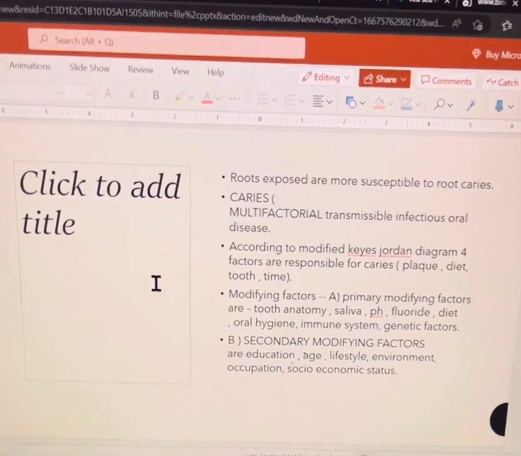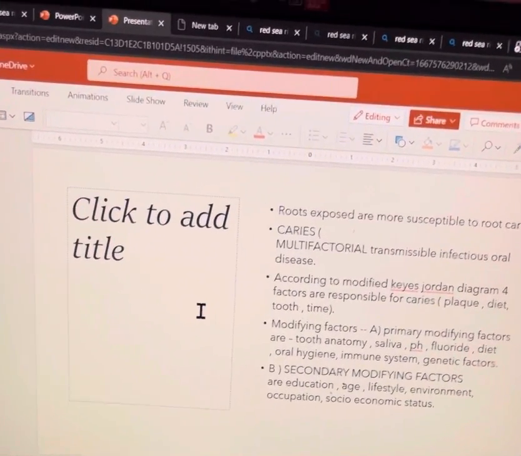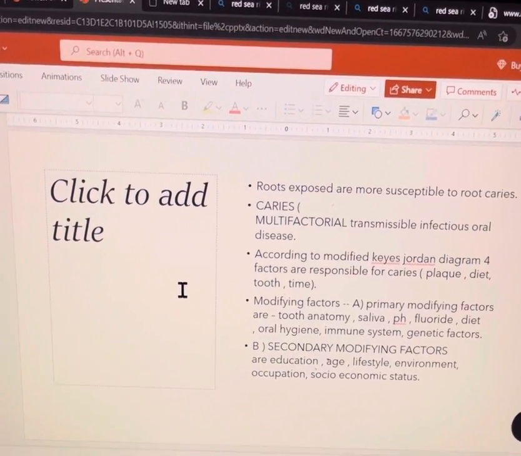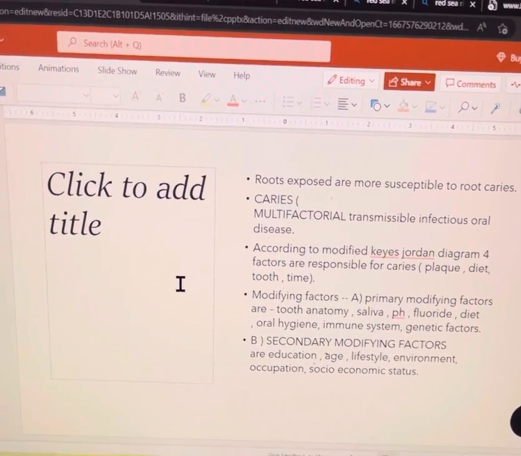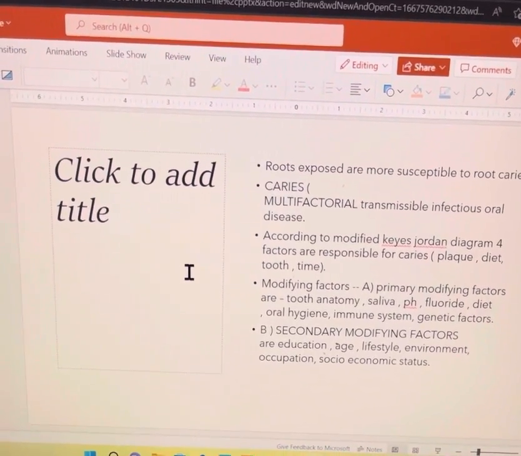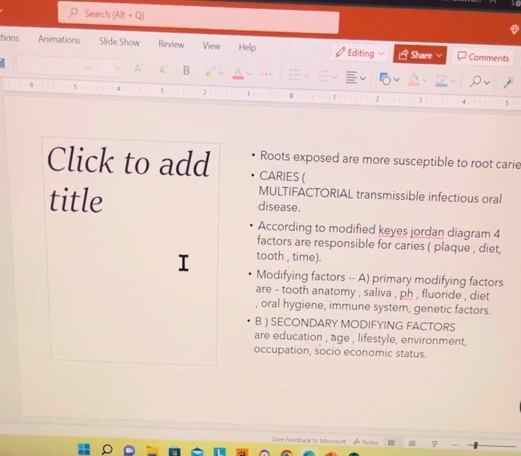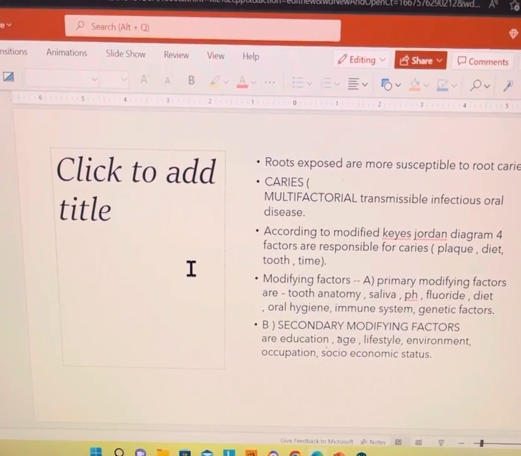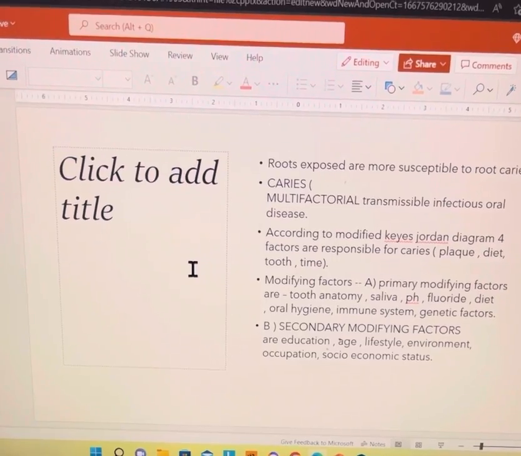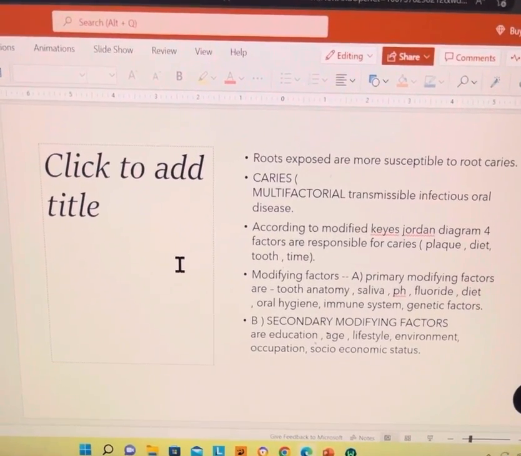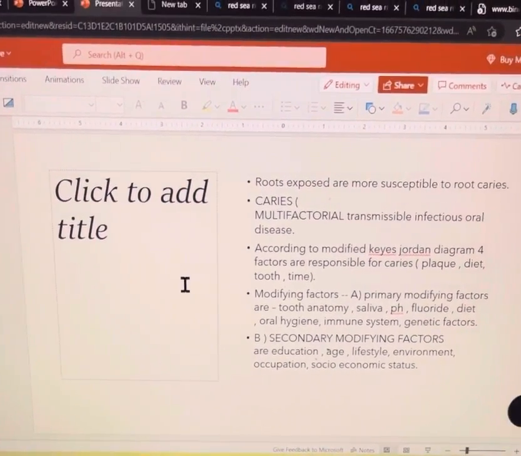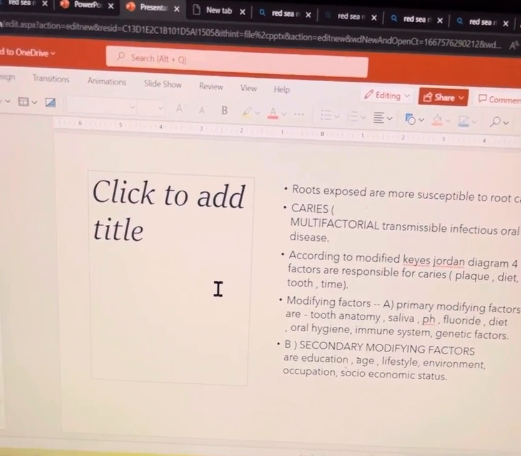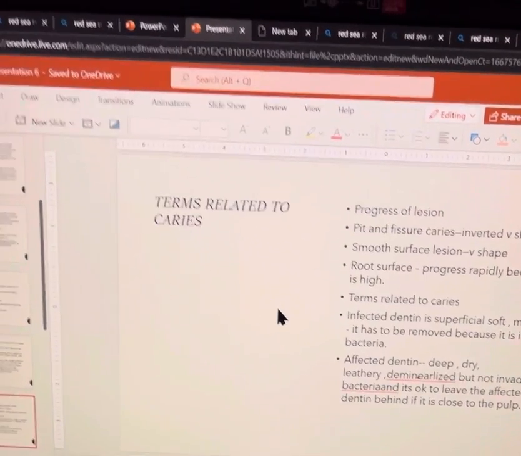There are other factors which also play an important role in the progression of caries: primary modifying factors and secondary modifying factors. Primary modifying factors are tooth anatomy, saliva, pH, fluoride, diet, oral hygiene, immune system, and genetic factors. Secondary modifying factors are education, age, lifestyle, environment, socioeconomic status, and occupation.